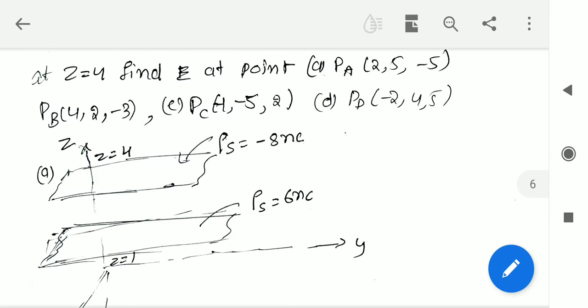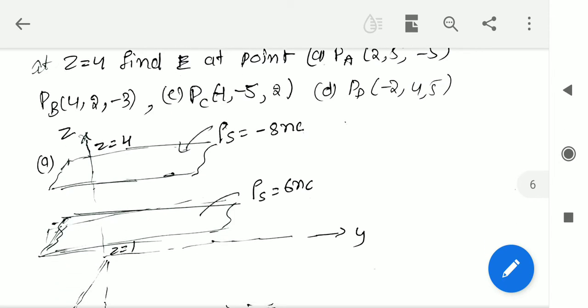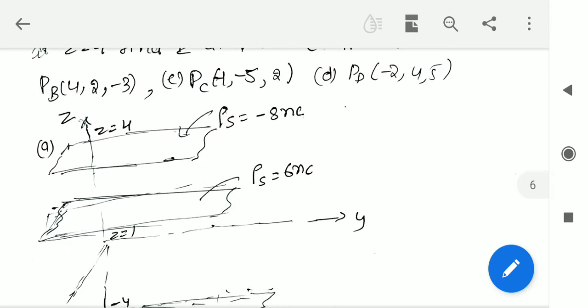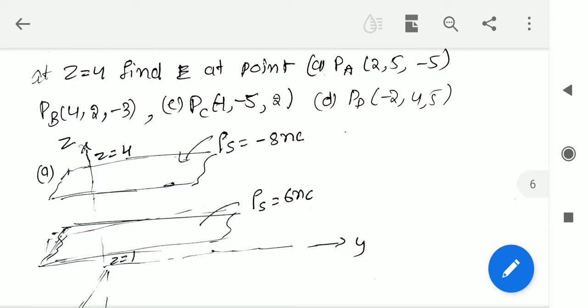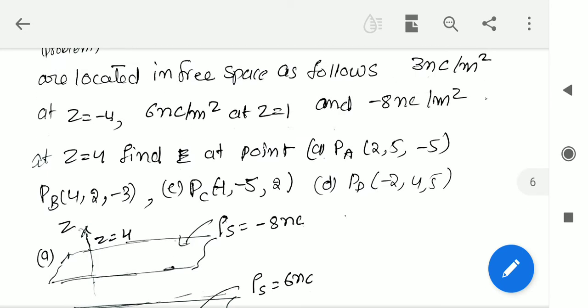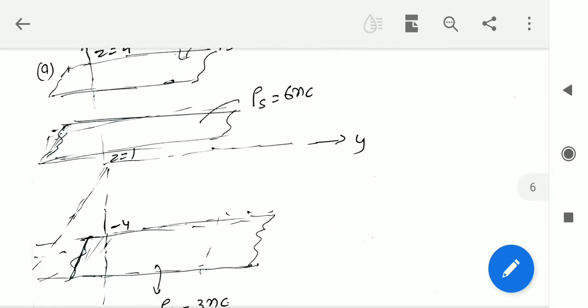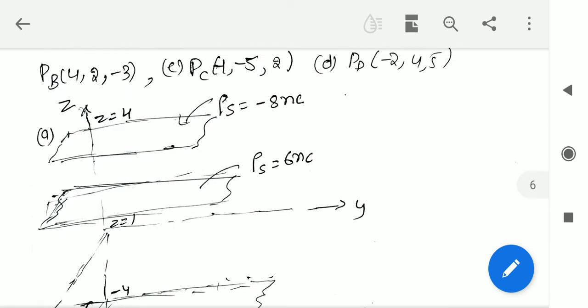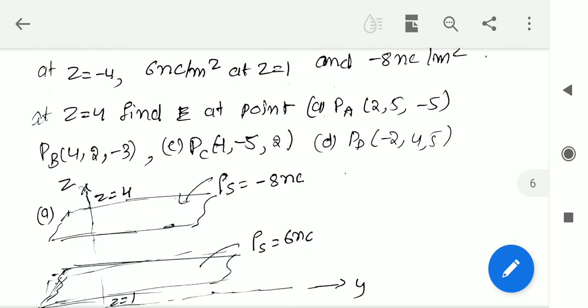Okay, so as per the question, we have three sheets. Each sheet has its own charge density and they are located parallel to the xy plane, at z equal to minus 4, z equal to 1 and z equal to 4. If z is equal to 4, it indicates x is equal to 0 and y is equal to 0. It indicates they are parallel to the x and y directions. So for that reason, three plates are there. One plate is at z equal to 4, another plate is at z equal to 1 and the third plate is present at z equal to minus 4. Now we want to find the electric field at these points.